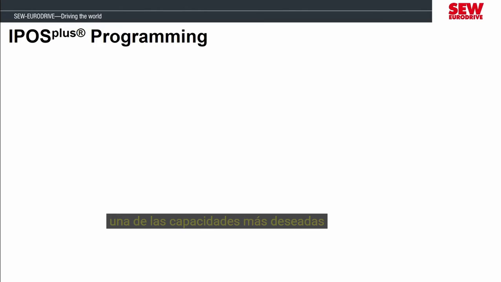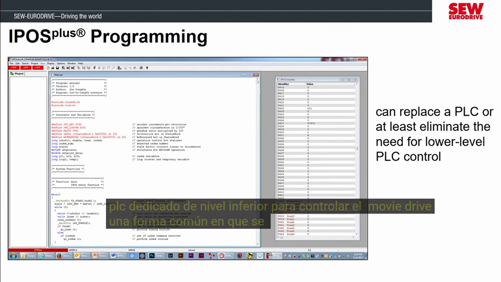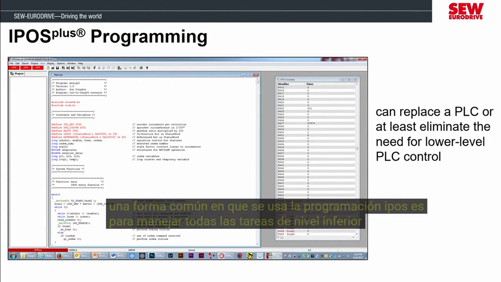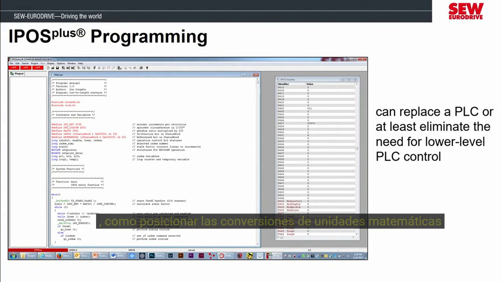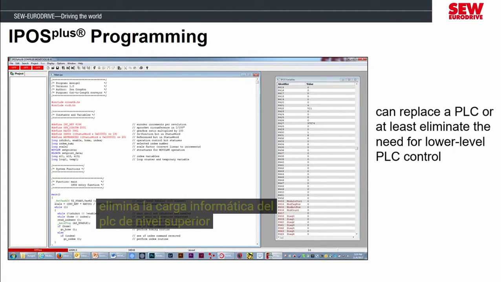One of the highly desired capabilities of the MOVIDRIVE is the IPOS programming. The IPOS feature is very powerful and in some cases eliminates the need for a lower level dedicated PLC to control the MOVIDRIVE. A common way IPOS programming is used is to handle all the lower level tasks such as positioning, mathematical unit conversions, and specific types of travel sequences. Doing these tasks within the MOVIDRIVE removes the computing load from the upper level PLC. Also, the MOVIDRIVE can perform the operations much faster because it doesn't have to wait for the timing lag back and forth that comes with using an external PLC to manage all of the logic.